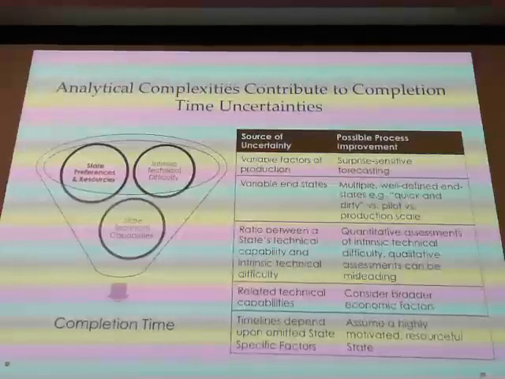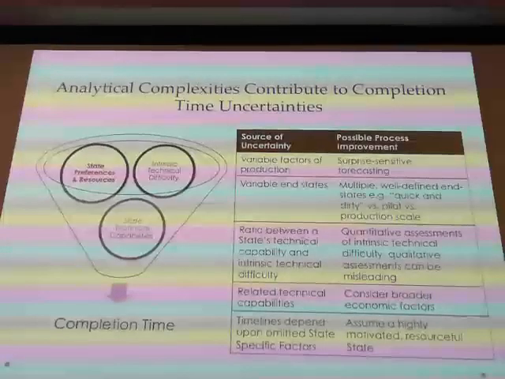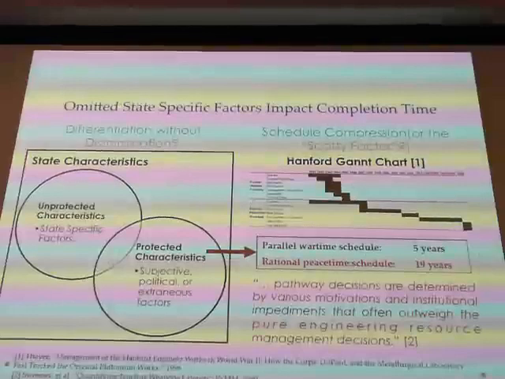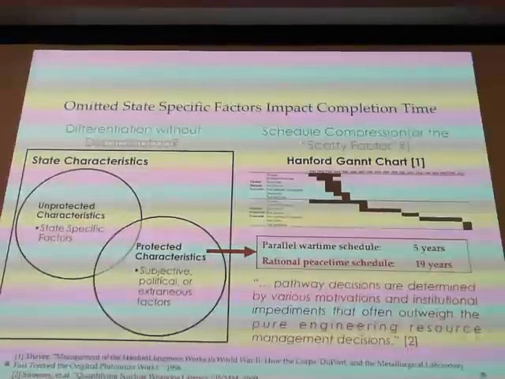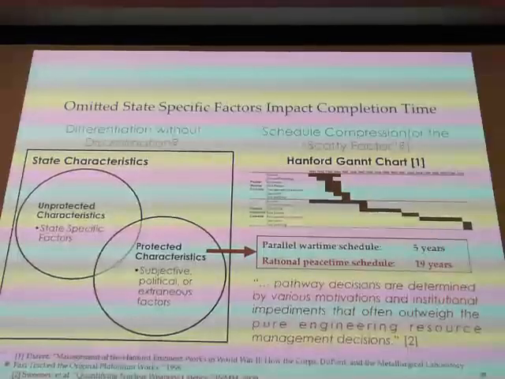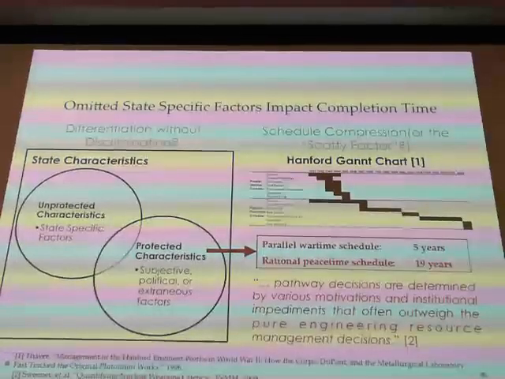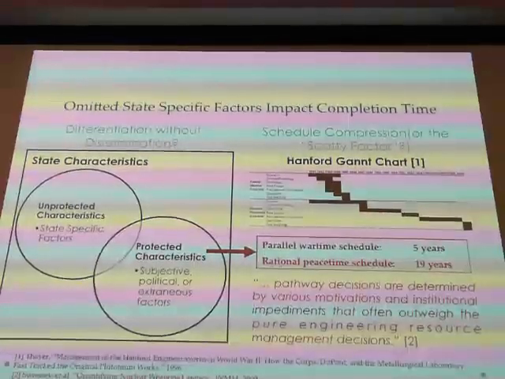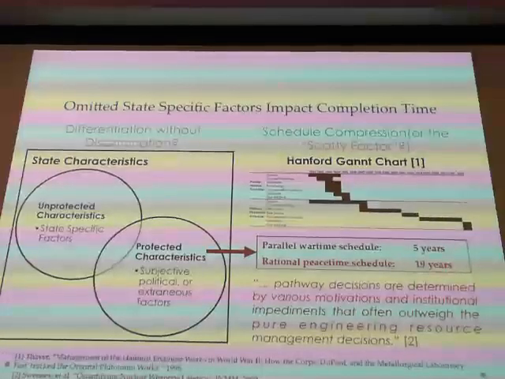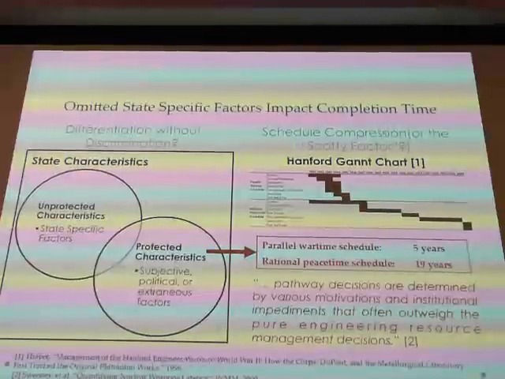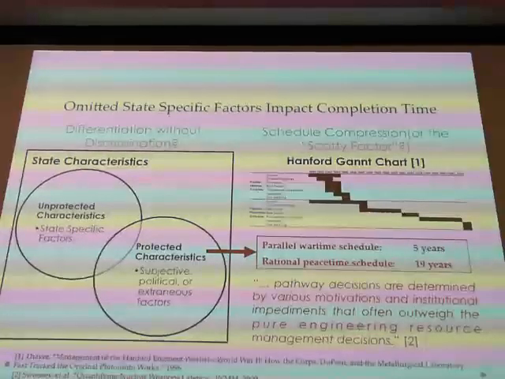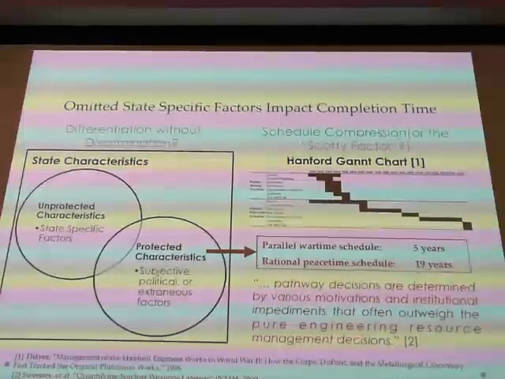One thing I want to focus on is this issue of state preferences and resources. This is important because it's basically been shown that these omitted state-specific factors have dramatic impacts on completion time estimates. I call these omitted state-specific factors because under the IEA's process, one can't consider things like the state's security environment when calculating completion path.